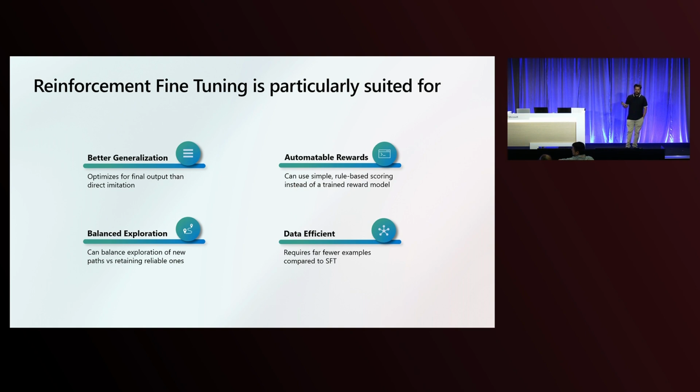Typically, reinforcement fine-tuning is useful when you want better generalization, because it's going from the output, taking reasoning tokens back to the output. It generalizes really well. And with reward functions, you can have rule-based reward functions, where you can predict accuracy and, let's say, the format using some simplistic rules. It's also good when you want to explore and exploit better, and it's more efficient because you can do RFT with much less data than with SFT.